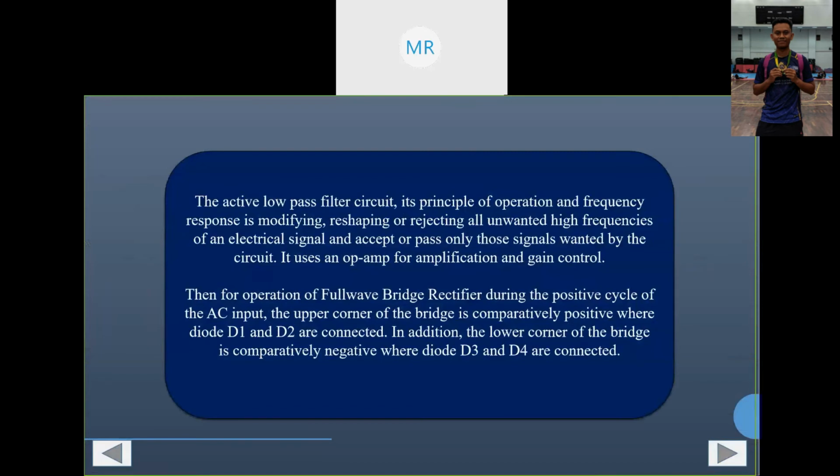Then, for operation of the full wave bridge rectifier during the positive cycle of the AC input, the upper corner of the bridge is comparatively positive, where diodes D1 and D2 are connected. In addition, the lower corner of the bridge is comparatively negative, where diodes D3 and D4 are connected.